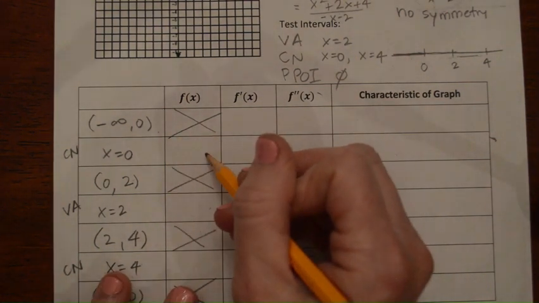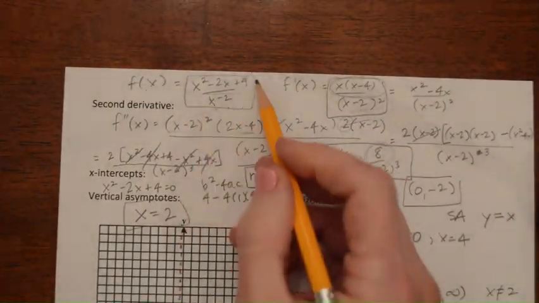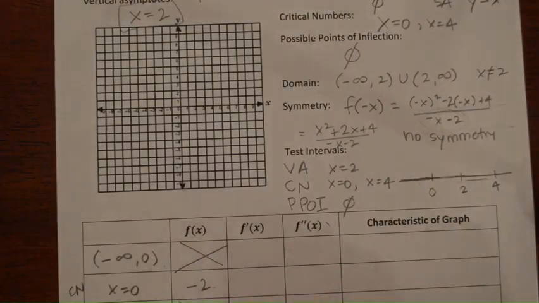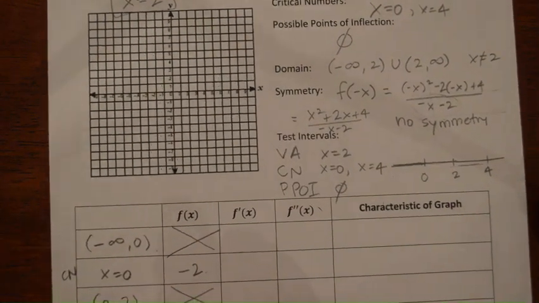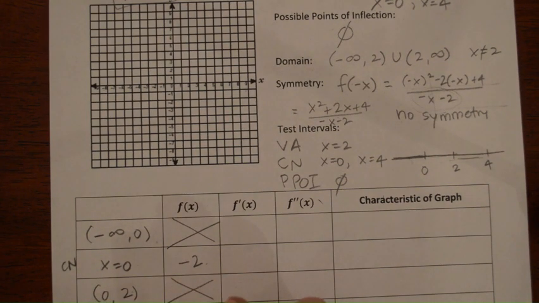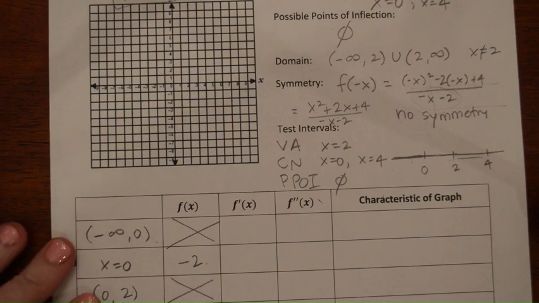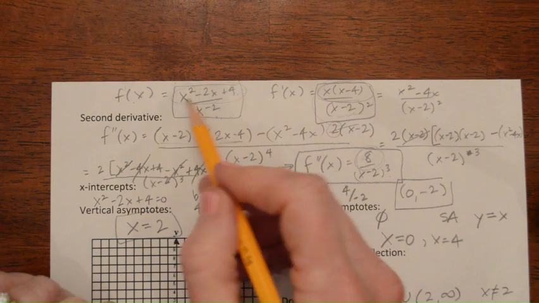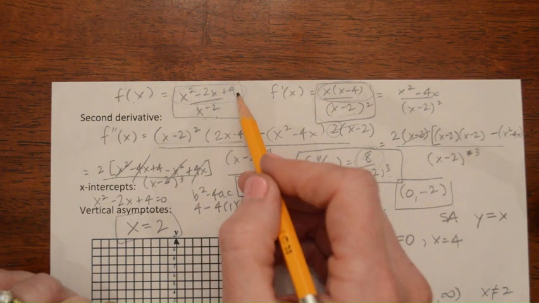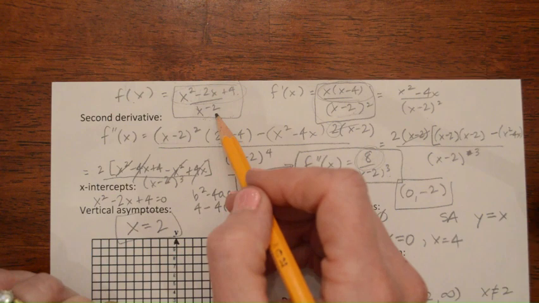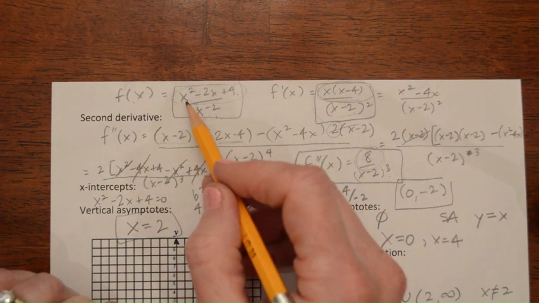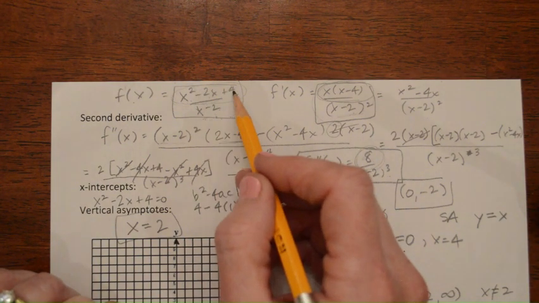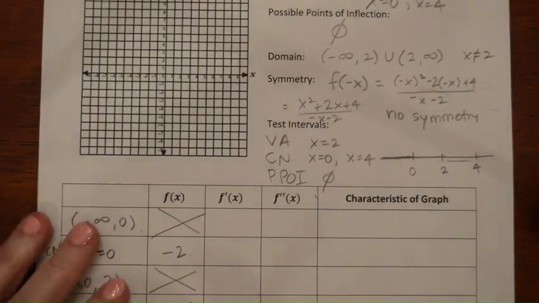So at 0, again, we're going to be looking at this. At 0, we end up with 4 over negative 2, so we end up with negative 2 right here. When x equals 2, that ends up there because it's a vertical asymptote, so it's undefined. And when x is 4, we actually have to do a little bit of work here. 4 squared is 16, minus 8 is 8, plus 4 is 12, over 2, which gives us 6.